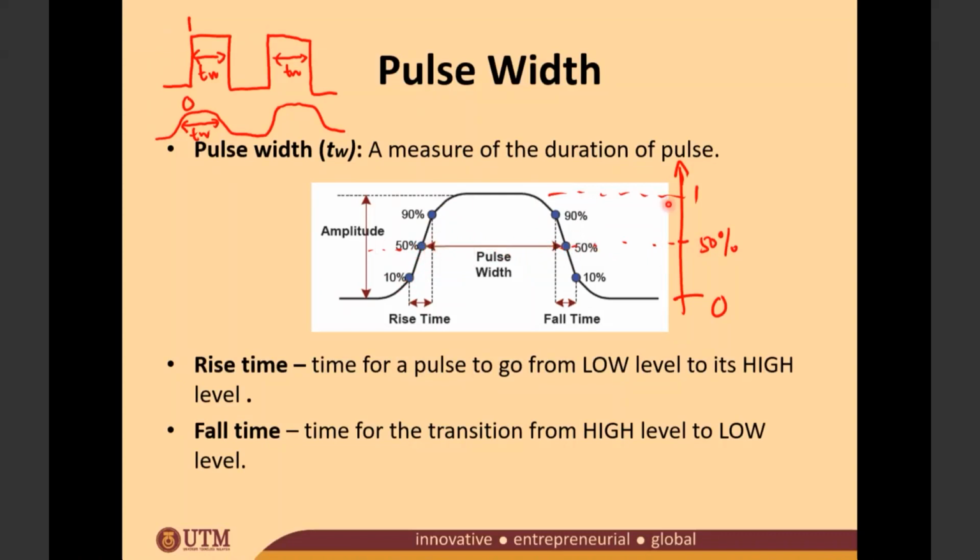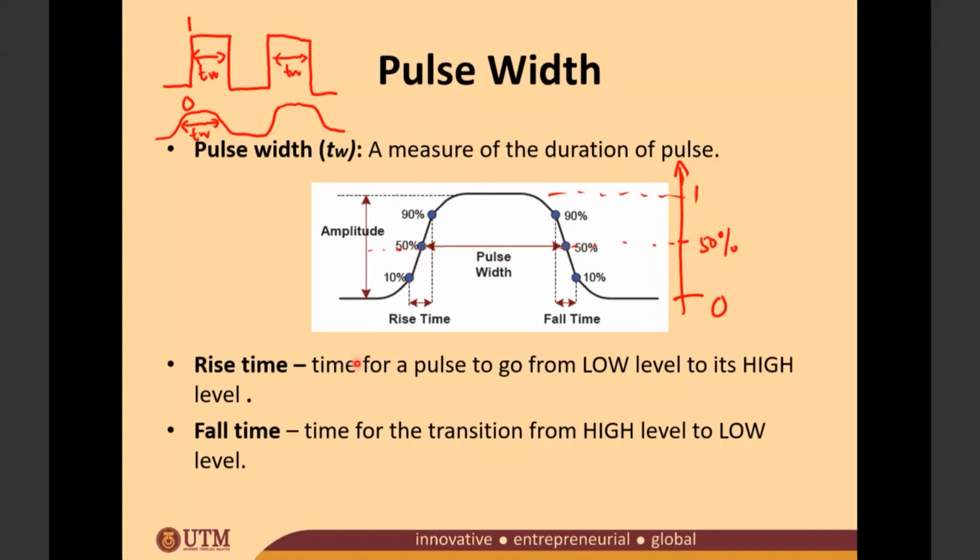Okay, so means that daripada 0 1 kamu dapatkan yang tengah-tengah. Okay, so any intersection between this signal with this line here, 50% line here, so yang ni dengan yang ni, kita panggil dia sebagai pulse width.